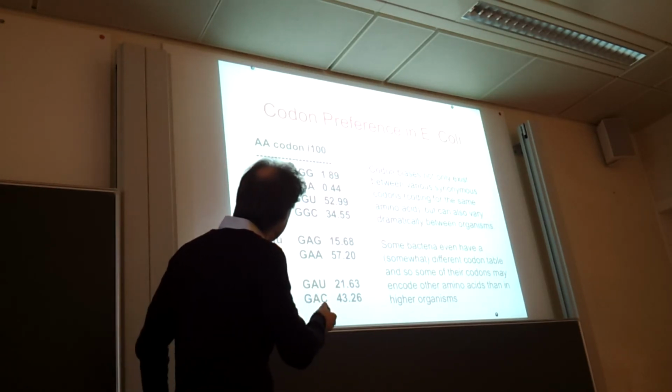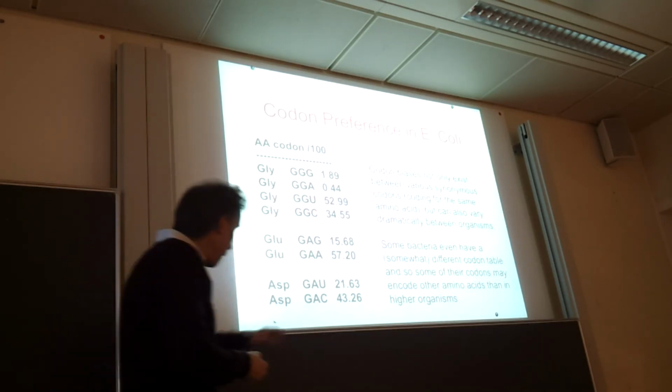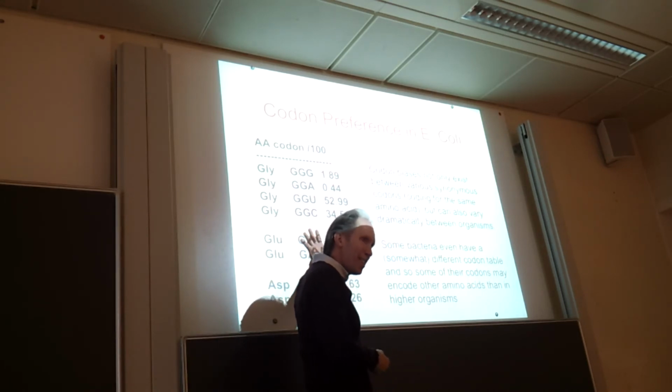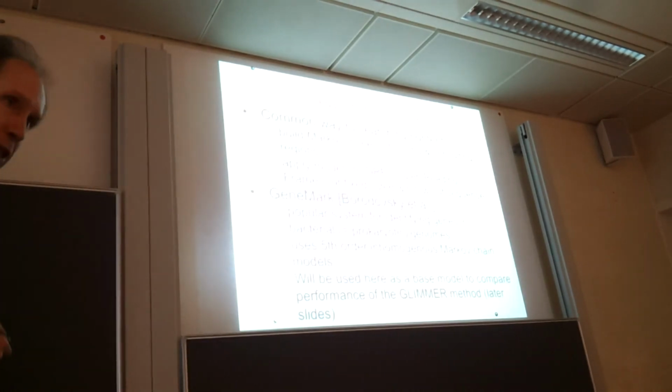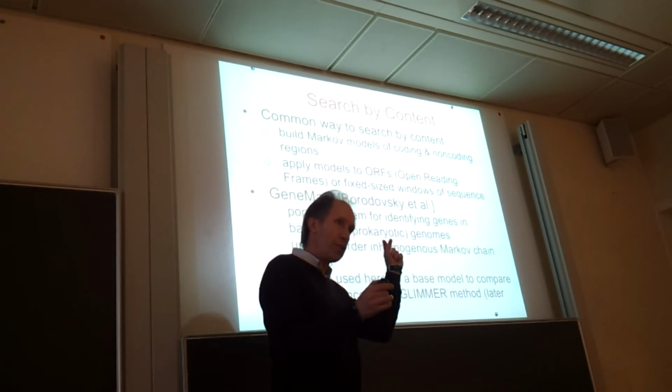Is this mammals, or is this? No, this is E. coli. And here for glutamate, same thing. You see quite different frequencies of the possible codons. There is codon bias in different organisms, right? Okay, so what can we do? So codon bias could be used, if you know that the codon GAC happens a lot in E. coli.